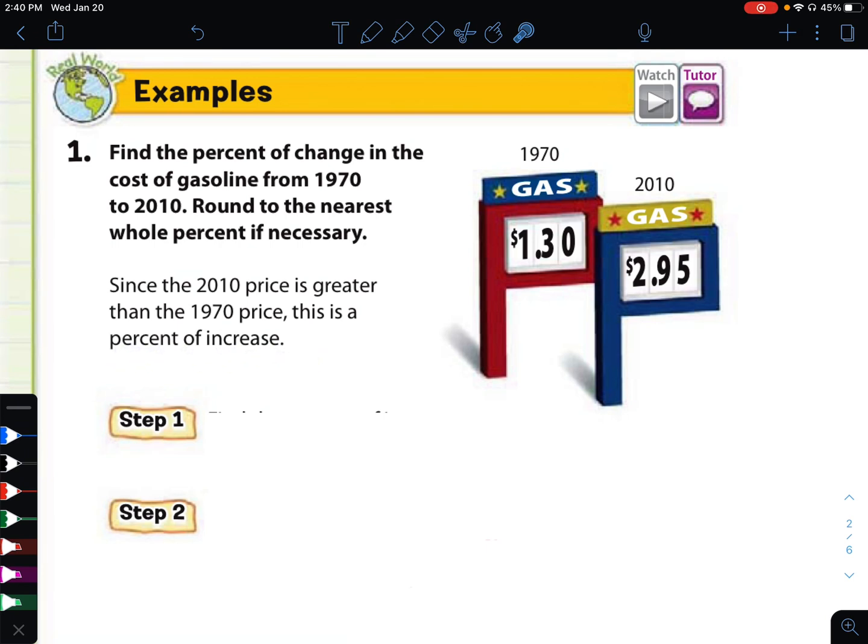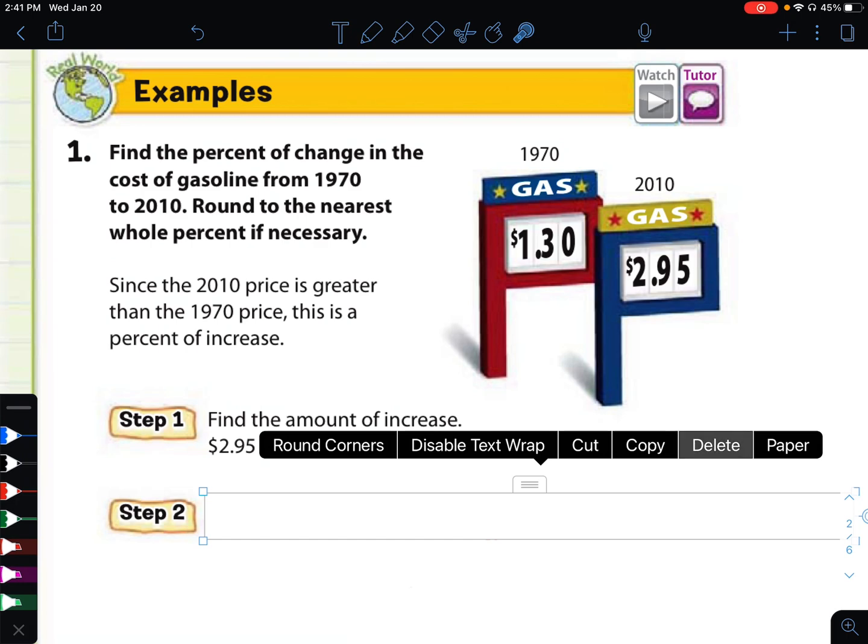So step number one, we need to find the amount of increase, which means we need to get our higher price, which is $2.95, and we need to subtract $1.30, and that's exactly what we did. After subtraction, we end up with $1.65. That is our amount of increase. Okay, so now let's find our percent of increase.